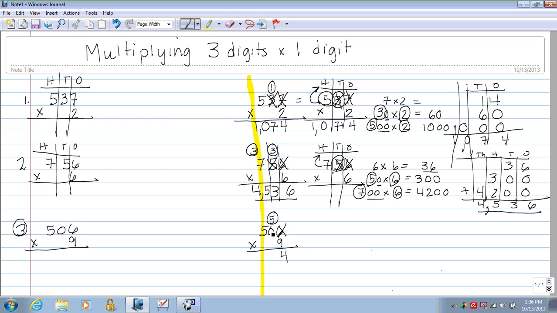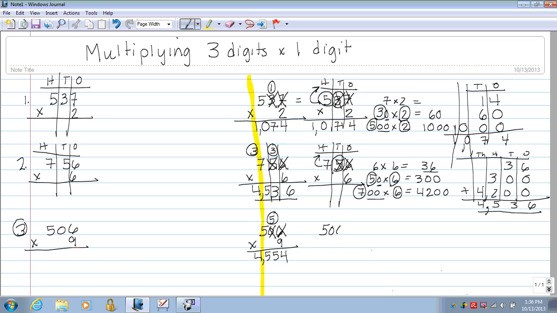9 times 0, remember 0 times any number is 0, but I have to add my 5, so here will be a 5. Cross out the 0. 9 times 5 is 45. So my product is 4,554.